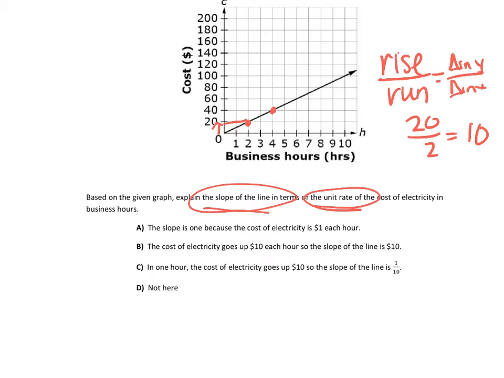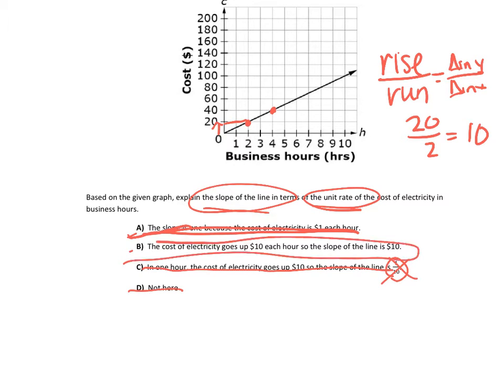The slope is 1 because the cost of electricity is $1 each hour. Nope. The cost of electricity goes up $10 each hour, so the slope of the line is 10. I think that's it. In 1 hour, the cost of electricity goes up by 10, so the slope of the line is 1/10. No, that is reversing it. That's wrong. And then not here. Nope. It's totally B.